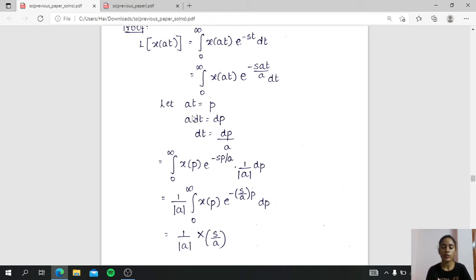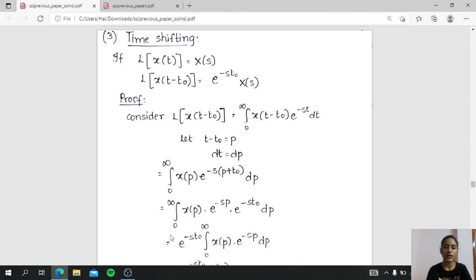Perform differentiation on both sides. You will get a into dt is equal to dp. So your dt is equal to dp by a. On substitution of all these, you will get this. Here 1 by a is constant, so take it out. So integral 0 to infinity x of p e power minus s by a into p dp. This is your Laplace transform of x of p, which is equal to x of s, but instead of s, you have s by a. So this will be x of s by a.